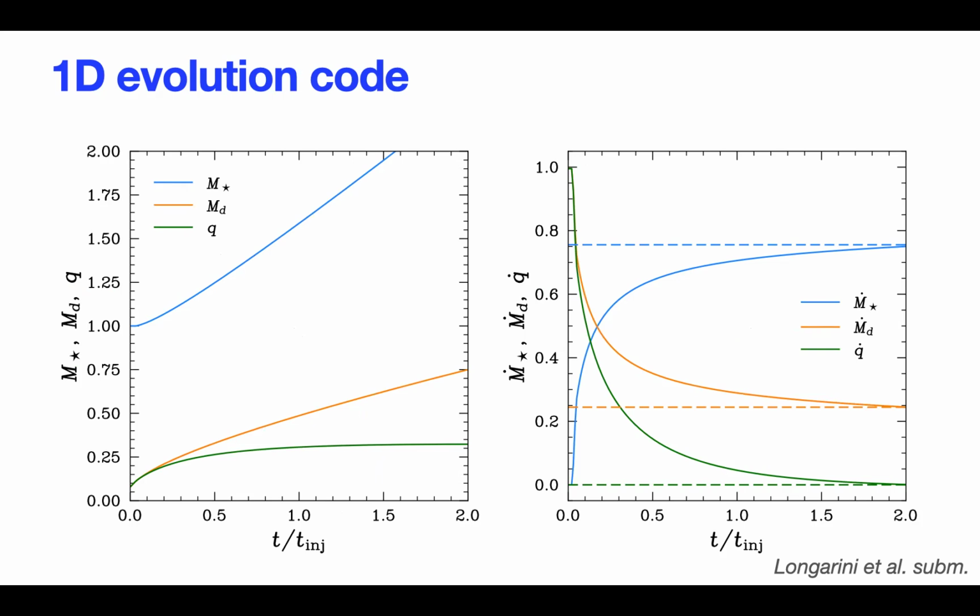Here I show the evolution of the global parameters, so star mass, disk mass, as a function of time, growing linearly, so proportionally, and their ratio.